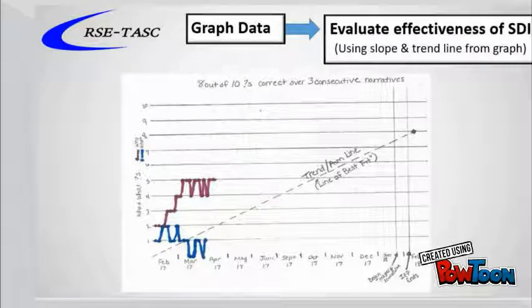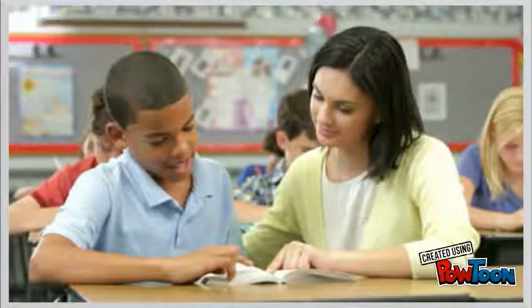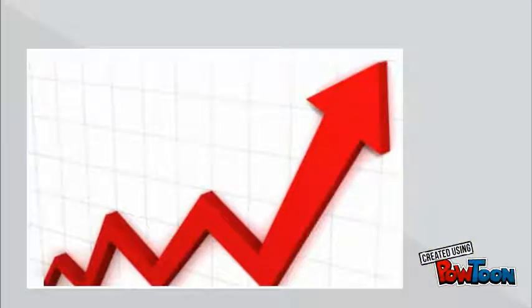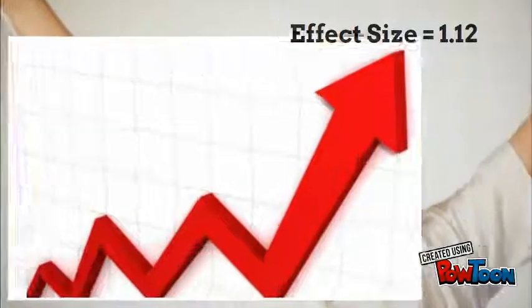In this example, Lacey is trending in a positive direction for the who questions and a negative direction for the what questions. So, if yes, data is trending in a positive direction, keep doing what you're doing. It's working. And, just a side note, if the student is involved in this process, then the effect size increases a great deal, especially when behavior reinforcement is incorporated.